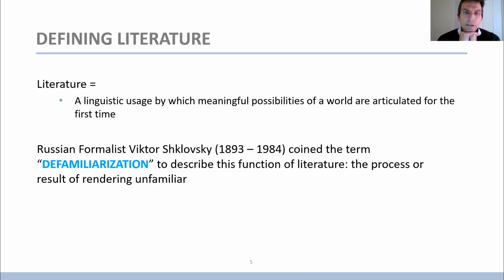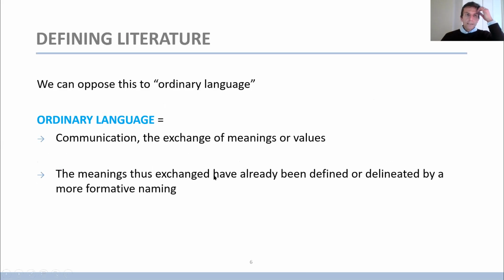In order to unpack that, I'll borrow from the Russian formalist Viktor Shklovsky, who coined this term defamiliarization, in order to describe the function of literature, the process or result of rendering unfamiliar. So often the terms that we use can seem to be familiar, and we pass over them unquestioningly. The terms we use, the experiences we may be talking about, become familiar and cliche and deadened. So literature functions as literature when it is defamiliarizing those terms, defamiliarizing that experience that it's meant to communicate.